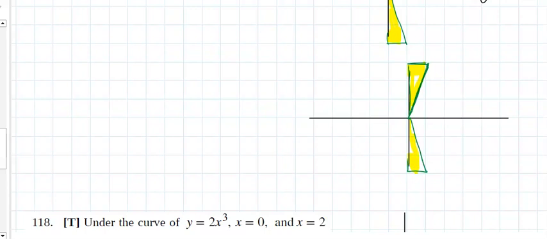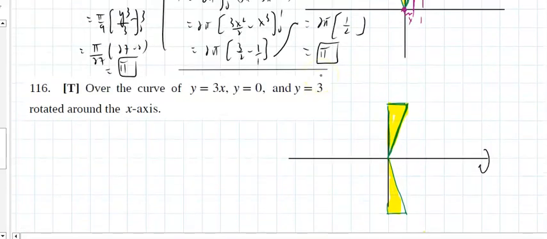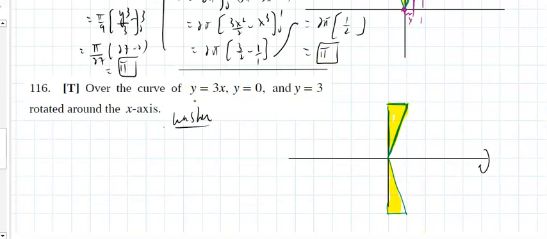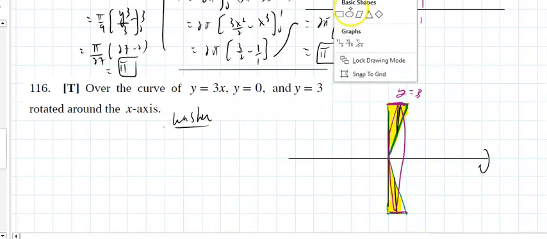Okay. If I want to use the washer, which is what I'm used to, I'm going to pick my rectangles perpendicular to the axis of rotation. That's going to create a copy like it right there. Let me color code those. This is y equal 3. Do you see that the outer rim of that is actually the purple?